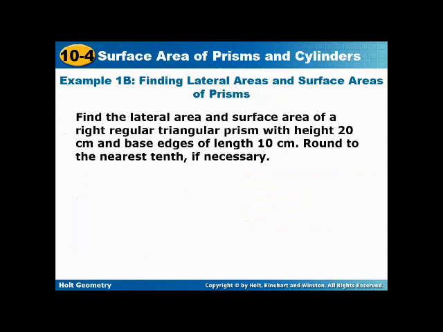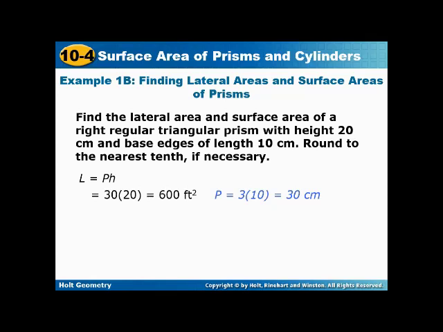Now, example 2: find the lateral area and the surface area of a right regular triangular prism with height 20 centimeters and base edge of length 10 centimeters, round to the nearest tenth if necessary.